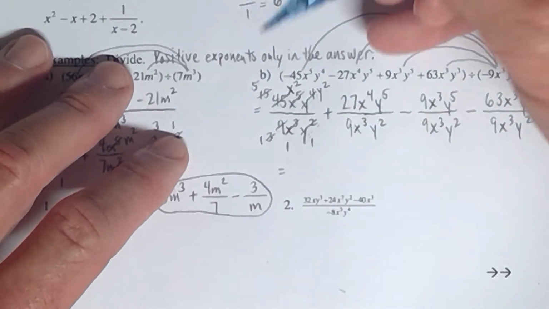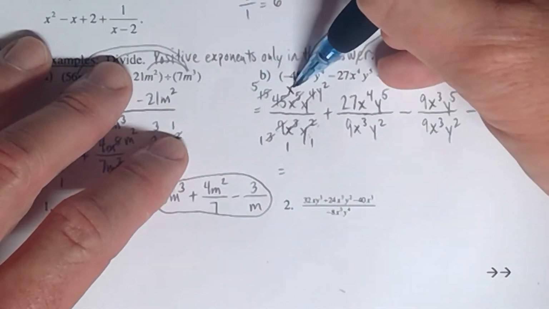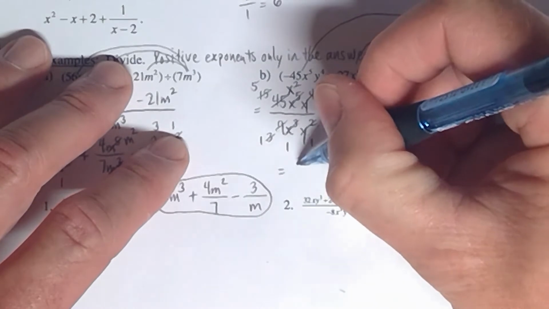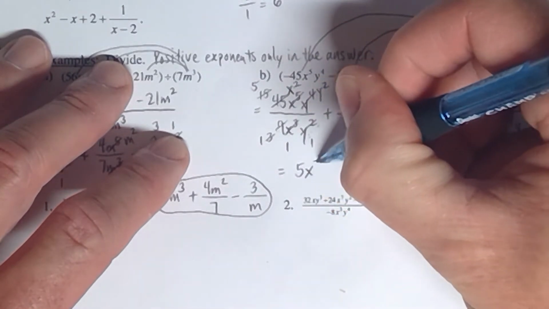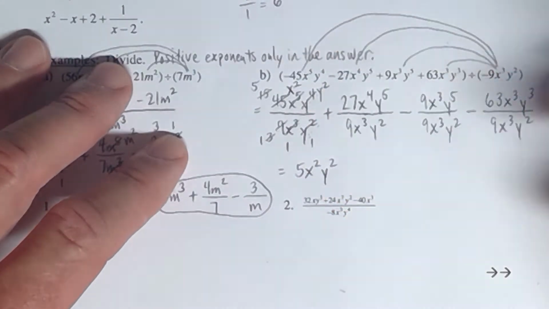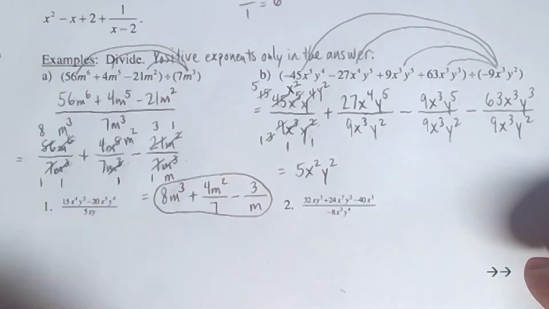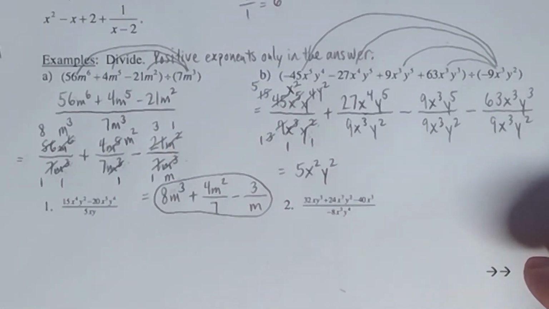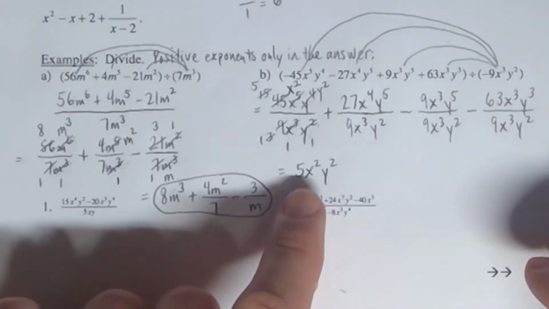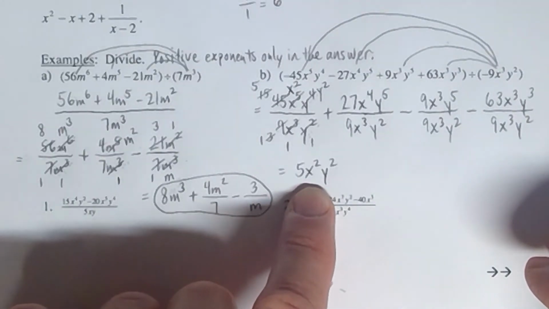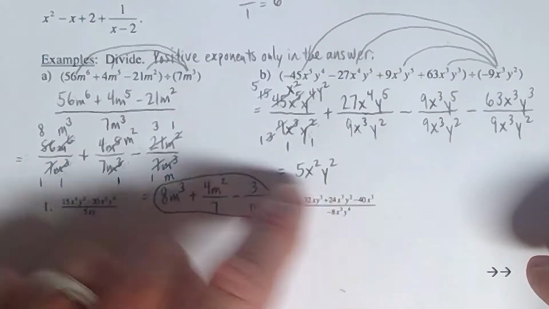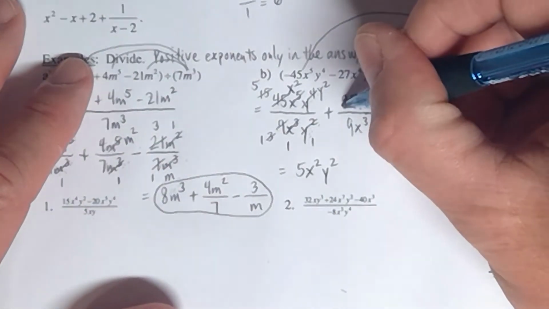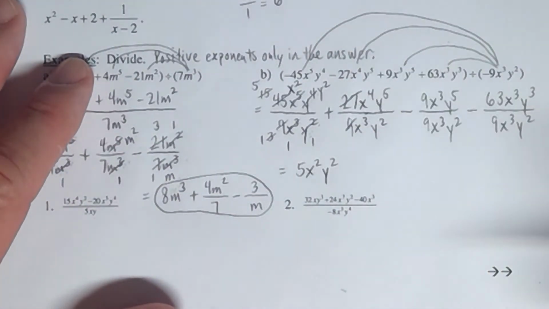What am I left with here? 5 times x squared times y squared. On the bottom, I have 1 times 1 times 1, which of course is equal to 1, right? And as you know, if the denominator is equal to positive 1, you don't need to write it. So I just have to write the top. And we're done with the first fraction. Let's go to the next one. What's a common number I could divide into 27 and 9?